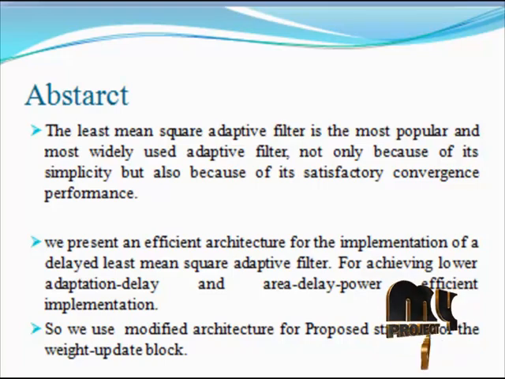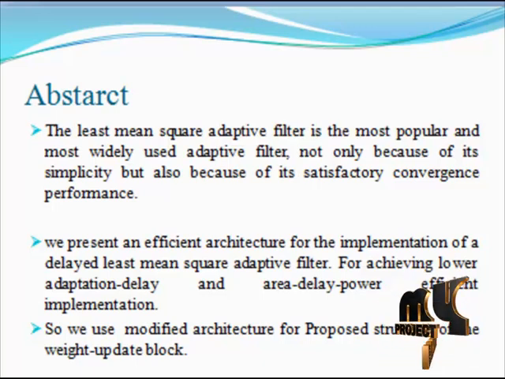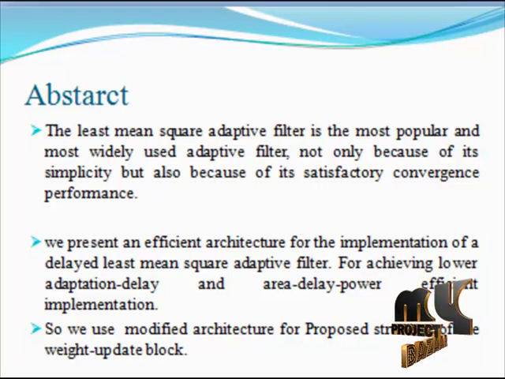Next we will see the abstract for the product. The least mean square adaptive filter is the most popular and most widely used adaptive filter, not only because of its simplicity but also because of its satisfactory convergence performance. The direct form of LMS adaptive filter involves a long critical path due to the inner product computation to obtain a filter output. The critical path is required to be reduced by pipelined implementation when it exceeds the desired sample period.